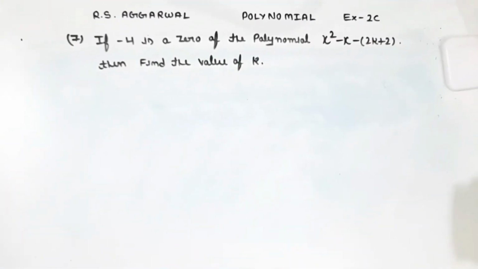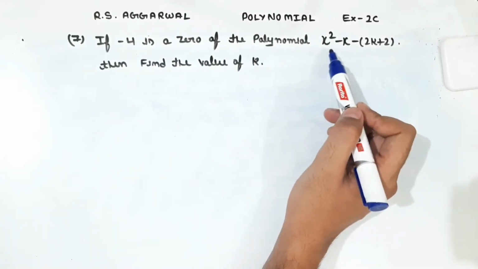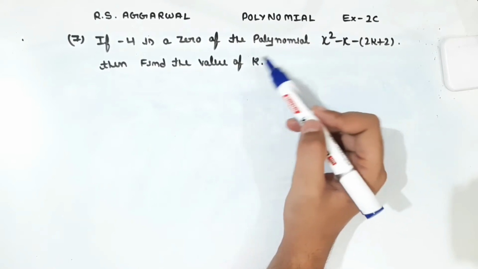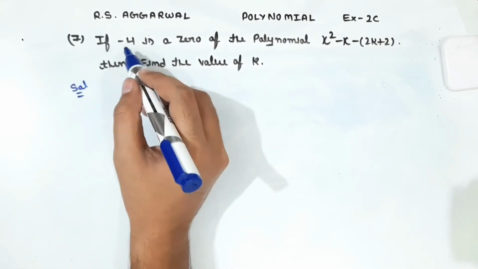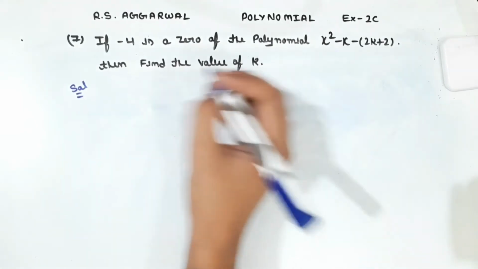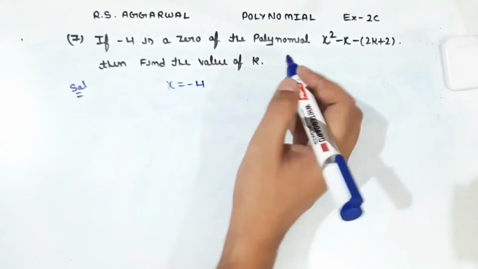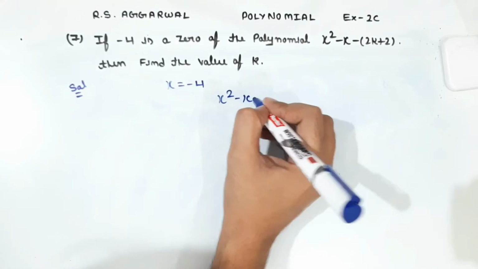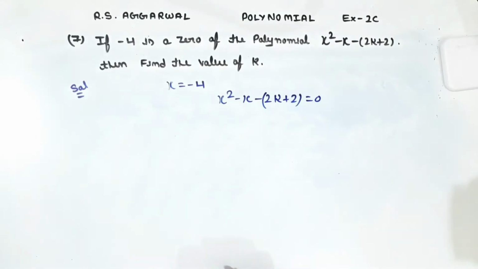R.S. Agrawal, chapter Polynomial, exercise 2C, question number 7. In question number 7, we have given if minus 4 is a 0 of the polynomial x square minus x minus 2k plus 2, then find the value of k. And we know that at the value of 0, the polynomial will be equals to 0. So at x equals to minus 4, this is value of 0, the polynomial x square minus x minus 2k plus 2 will be equals to 0.